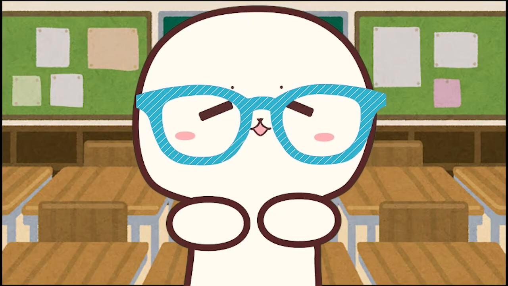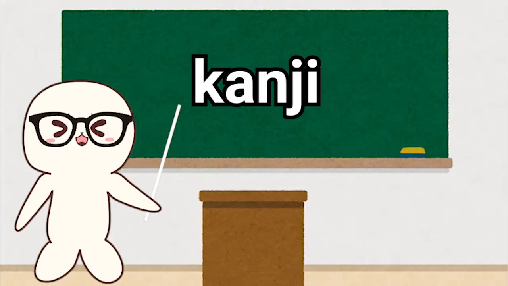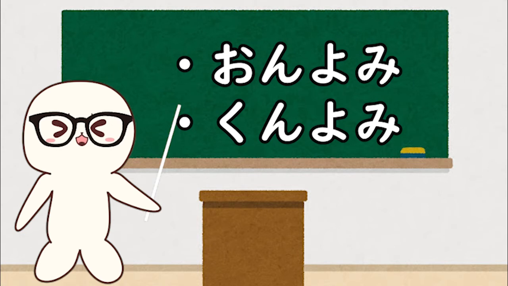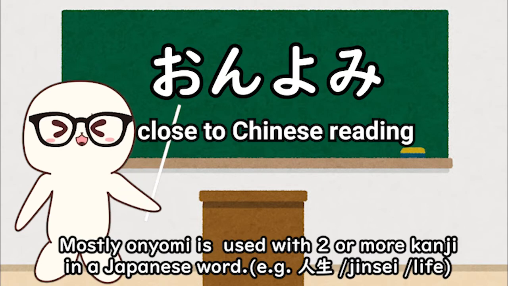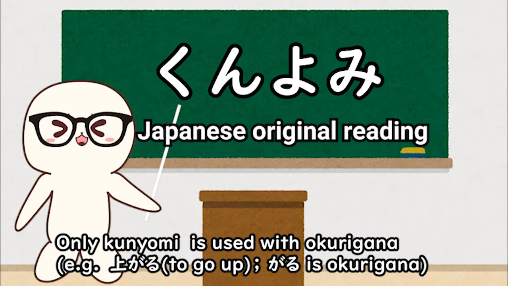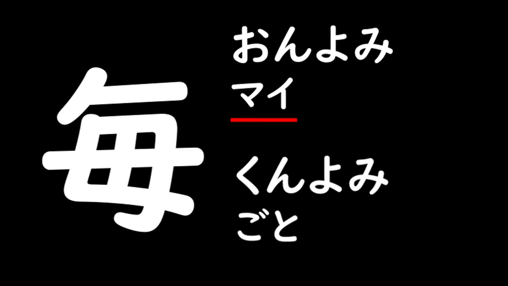How to read this kanji? Kanji has two different ways of reading, onyomi and kunyomi. The onyomi is close to the Chinese reading, and the kunyomi is Japanese original reading. Onyomi is mai. Kunyomi is goto.